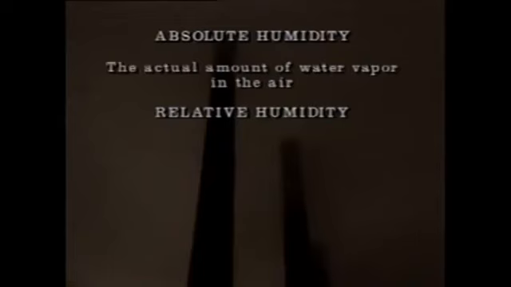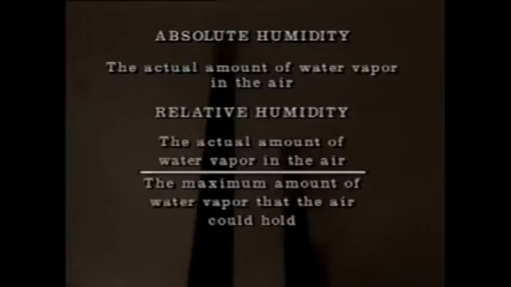Two basic terms used to describe humidity are absolute and relative. Absolute humidity is the actual amount of water vapor in the air. It's often measured as ounces of water per cubic foot of air. Relative humidity is basically a ratio of the actual amount of water vapor in the air at a specific temperature to the maximum amount of water vapor that the air could hold at that temperature.